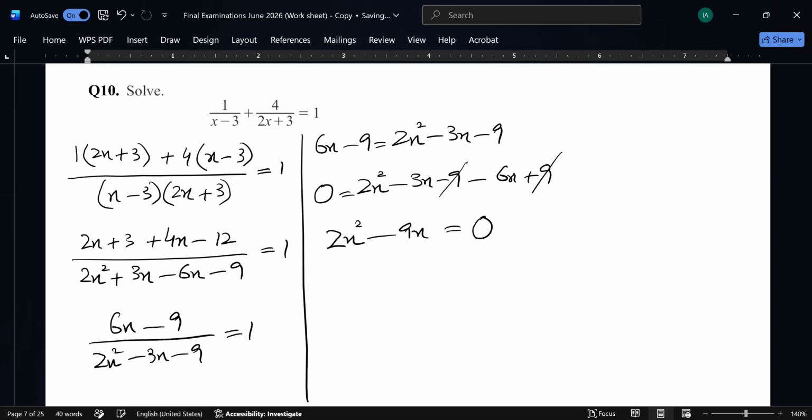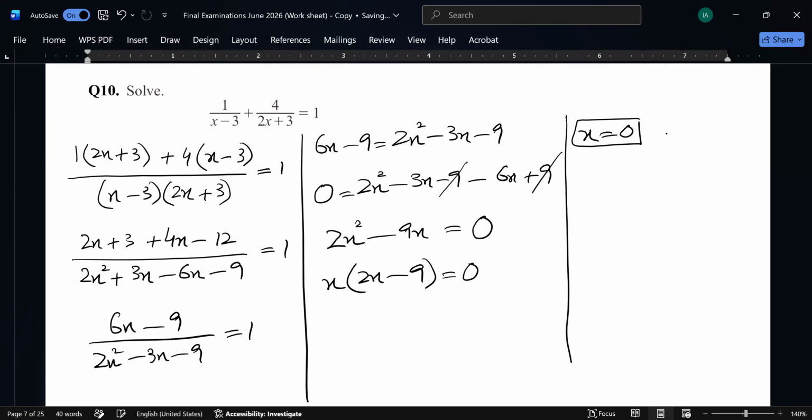In this case, I need to solve the equation. What I observe is something is common, and which is x. It's going to be x times 2x minus 9 equals 0. From here, we need to separate the terms. The first factor x equals 0 means we got the first value of x. The second factor is 2x minus 9 equals 0. 2x equals 9, and x will be 9 over 2.